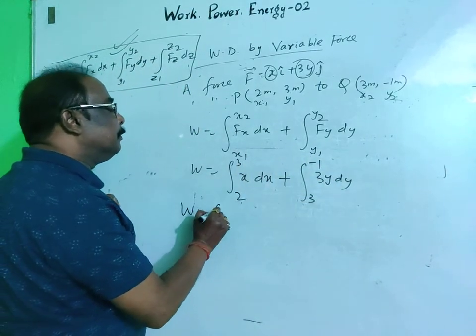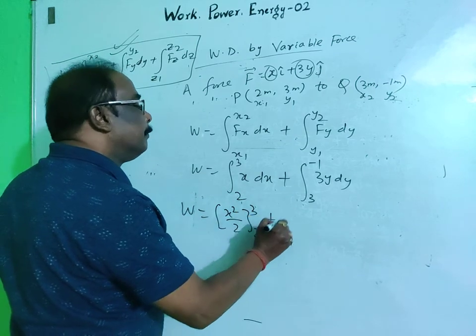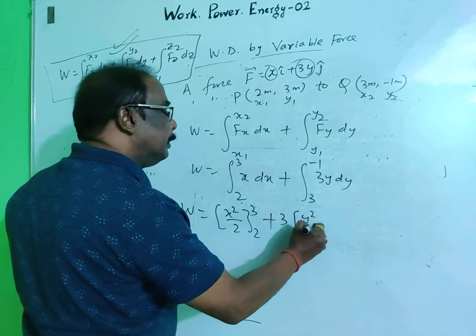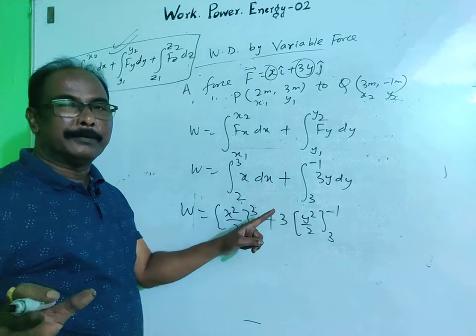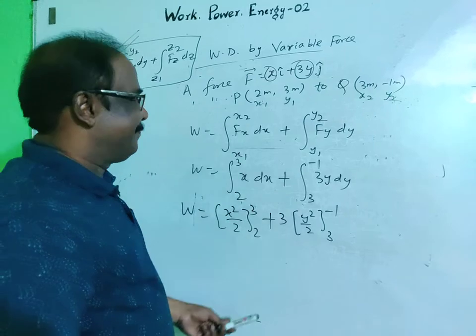Work is equal to x square by 2, limit from 2 to 3, plus 3y dy, bring 3 outside, y square by 2, limit from 3 to minus 1. Now you can calculate it. Okay.